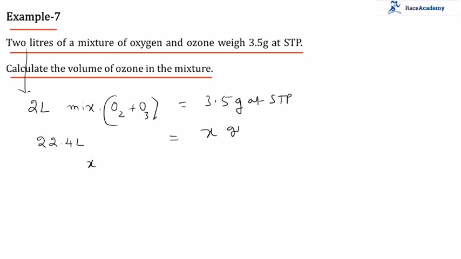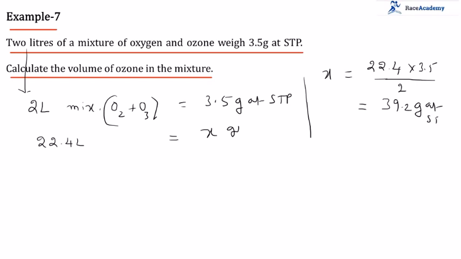What is x from it? x is equal to 22.4 into 3.5 divided by 2 liters. Upon simplification, I got 39.2 grams at STP. 39.2 grams of this mixture at STP.